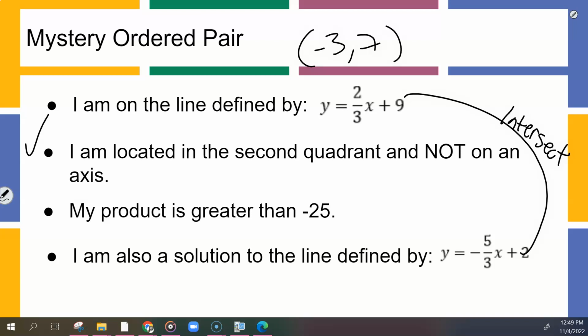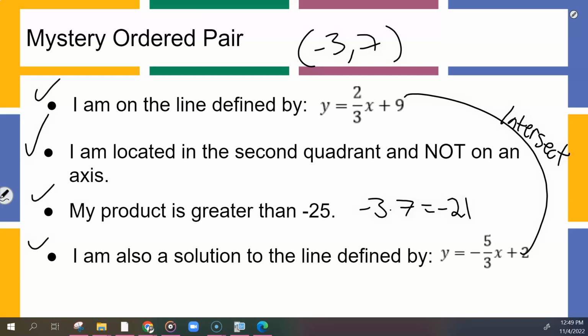And then, how do you know about this one? I multiplied negative 27. So negative 21 would be greater than negative 25 on a number line. So that would also work.